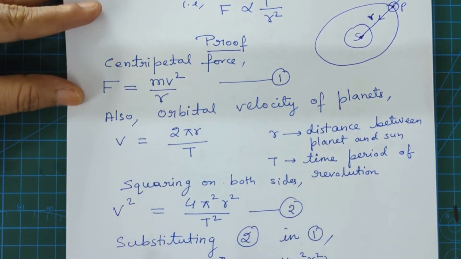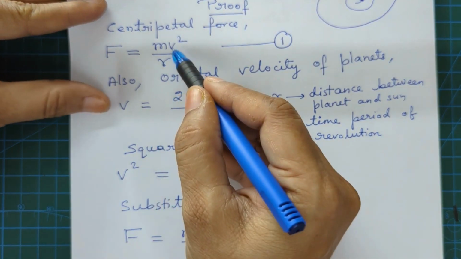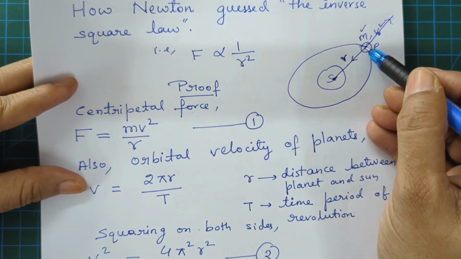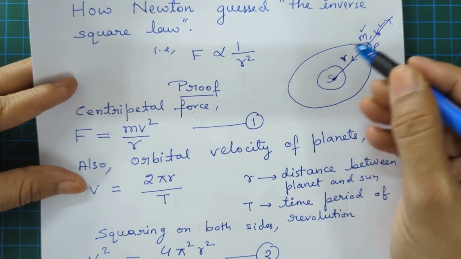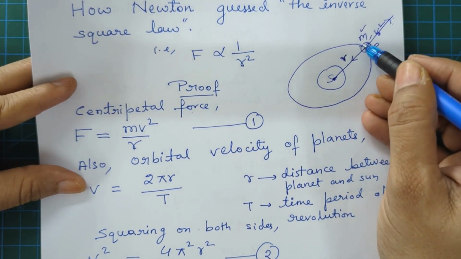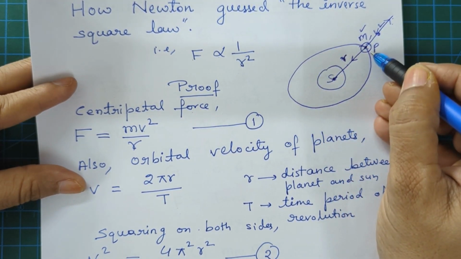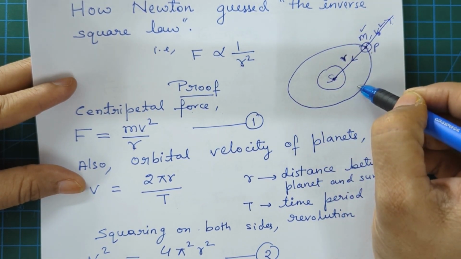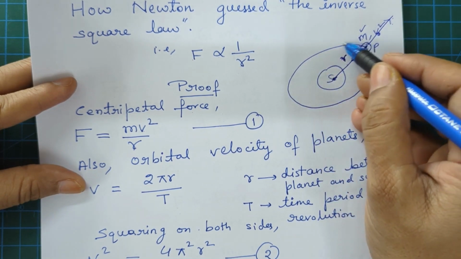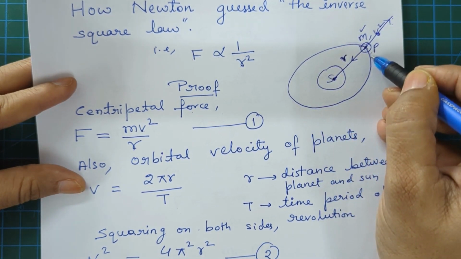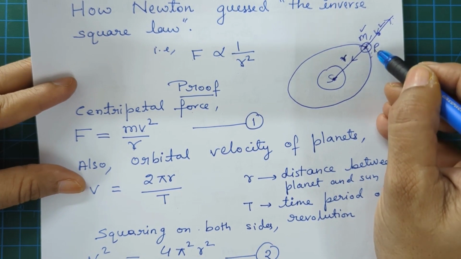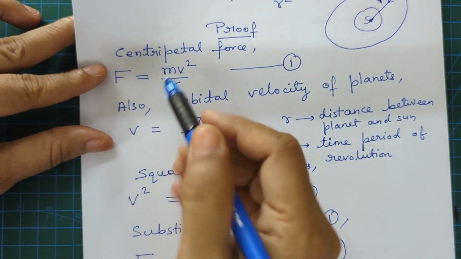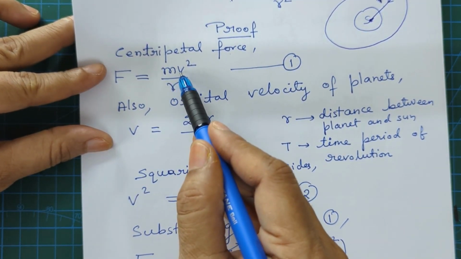You can remember this. Then the orbital velocity. So what is the velocity of the planet in its orbit? Velocity is distance traveled by time taken. What is the distance traveled by the planet in its orbit? If for a while we assume that the orbit is not elliptical but circular, then the distance traveled by the planet in its orbit is equal to the circumference of the circle, meaning 2 pi r. So first, this is the centripetal force. Here we have the orbital velocity.